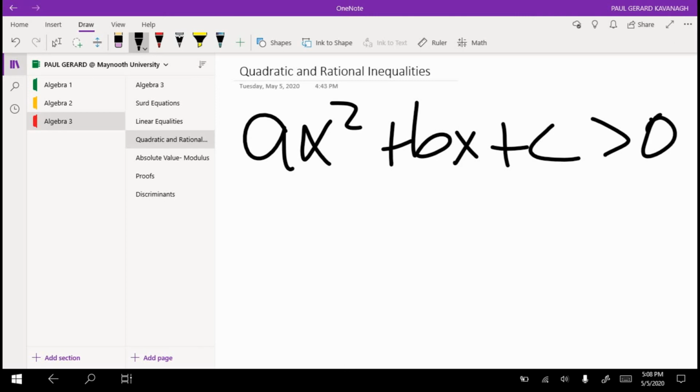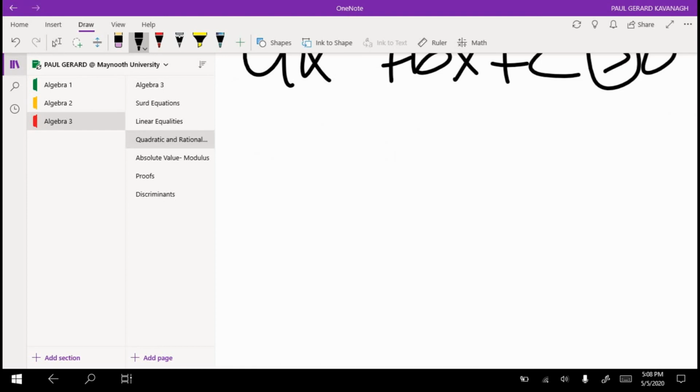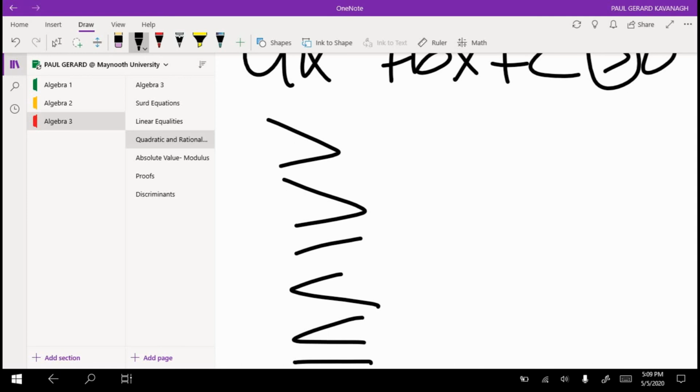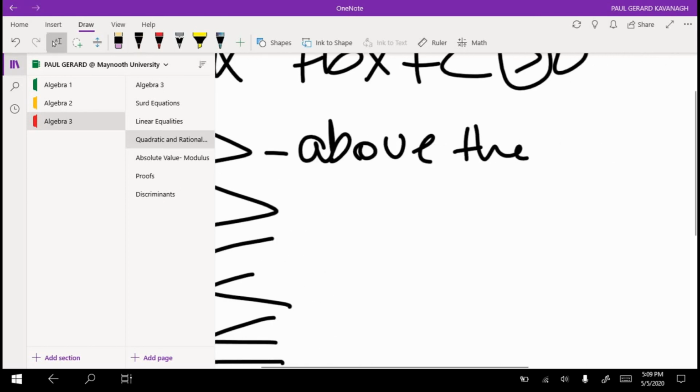What does the sign here actually mean? Before, in the linear inequalities, we saw this, this, this, and this. They mean basically greater than, greater than or equal to, less than, or less than or equal to. But in terms of quadratics, what do they mean? When it is greater than, it means that it's going to be above the x-axis. So that is what greater than means.